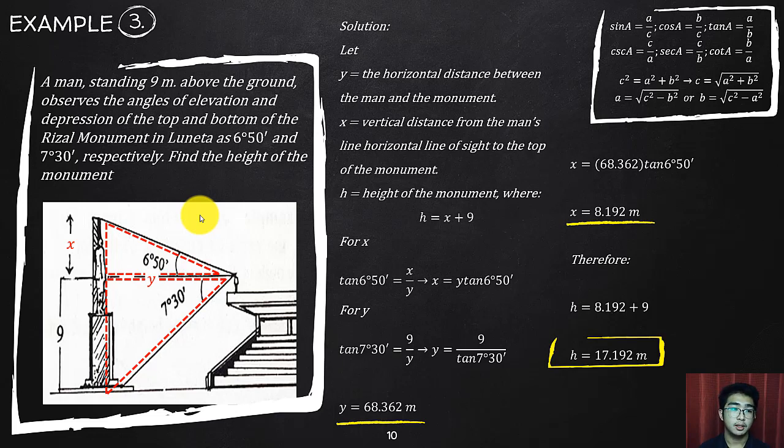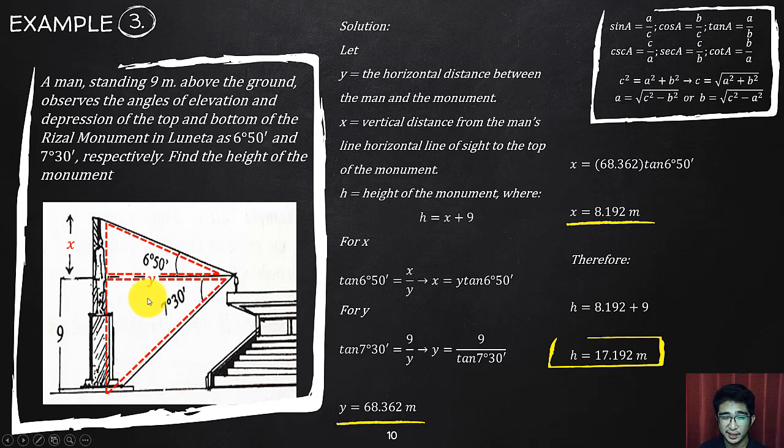Okay, so let's say here's the monument of Rizal in Luneta Park, and there is a man standing, let's say, 9 meters above the ground. We don't know how he got there, correct? So he's standing 9 meters above the ground. It's asking us what is the height of the monument if the angle of elevation of the top of the monument is 6 degrees 50 minutes, and the angle of depression of the bottom of the monument is 7 degrees 30 minutes.